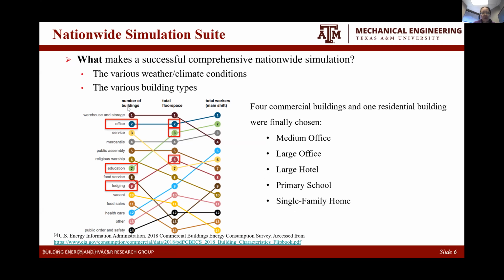These basically give you the ranks of the different types of buildings in terms of number of buildings, total floor space, and total workers. In the end, we chose four commercial buildings and one residential building. These include medium office, large office, large hotel, primary school, and single family home.